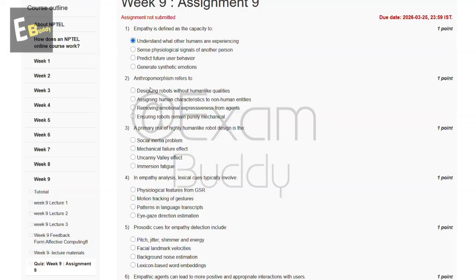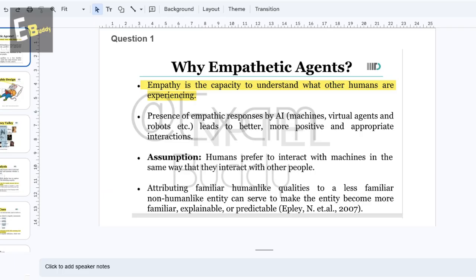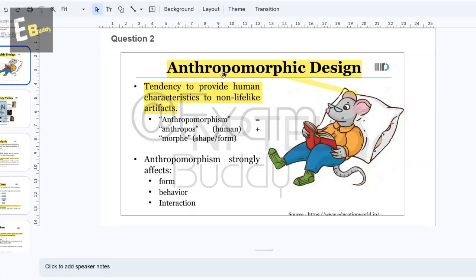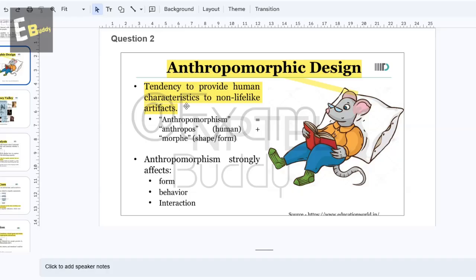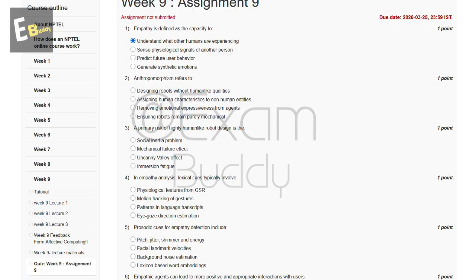Anthropomorphism refers to. So these are the options and now let's check the explanation. So explanation says anthropomorphic design is the tendency to provide human characteristics to non-lifelike artifacts. So the answer of our second question is B. Assigning human characteristics to non-human entities. And now let's go to our question number 3.